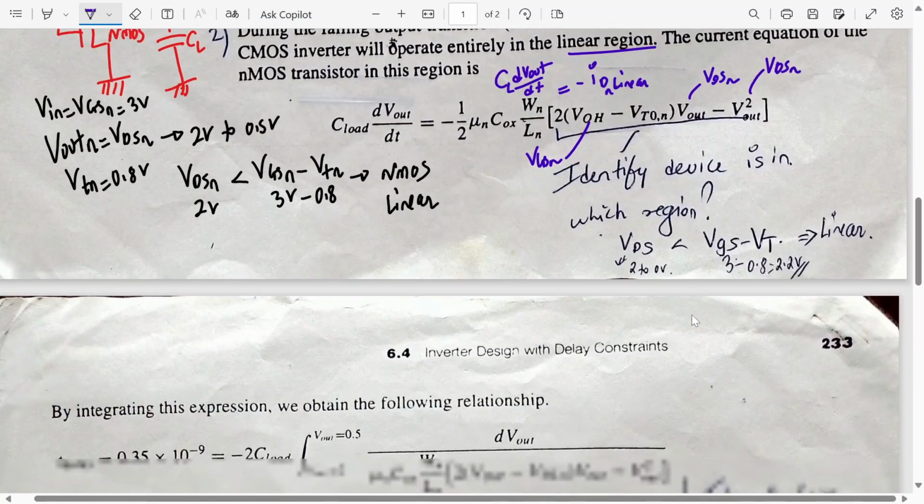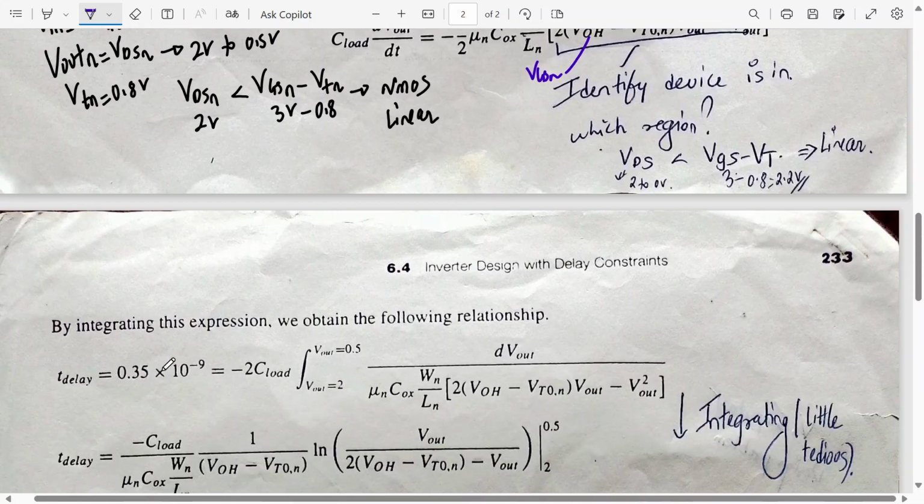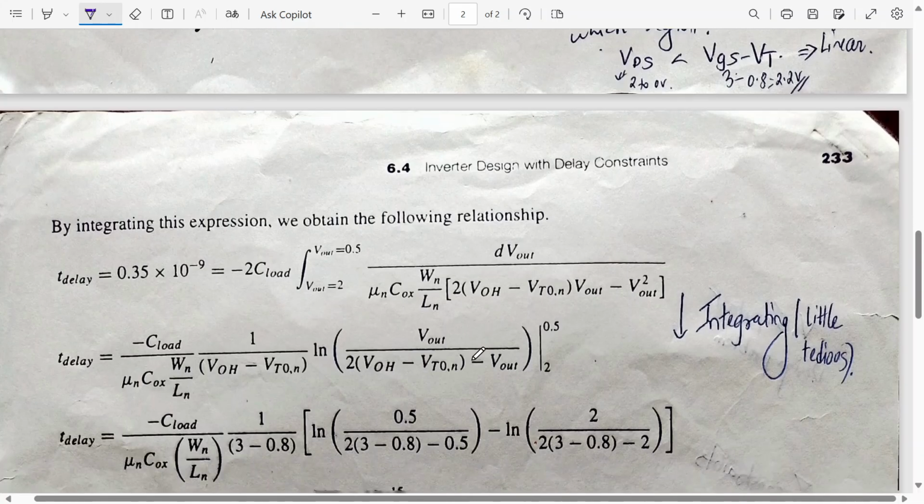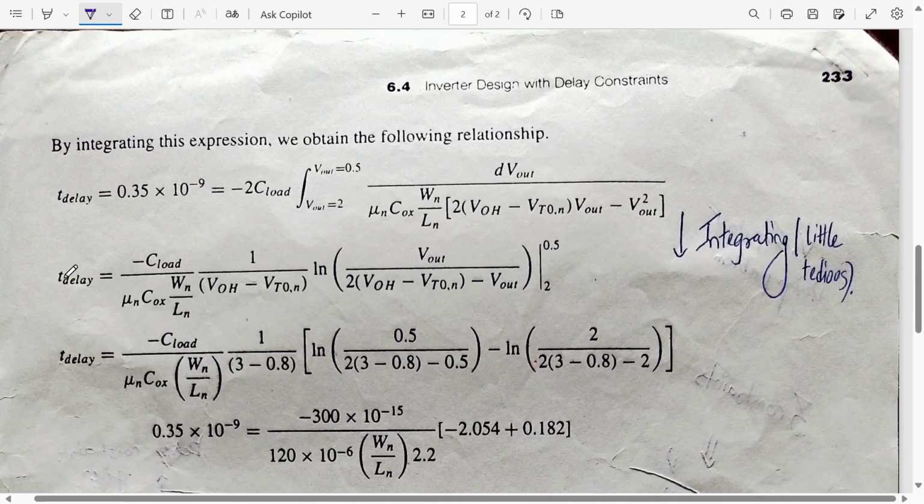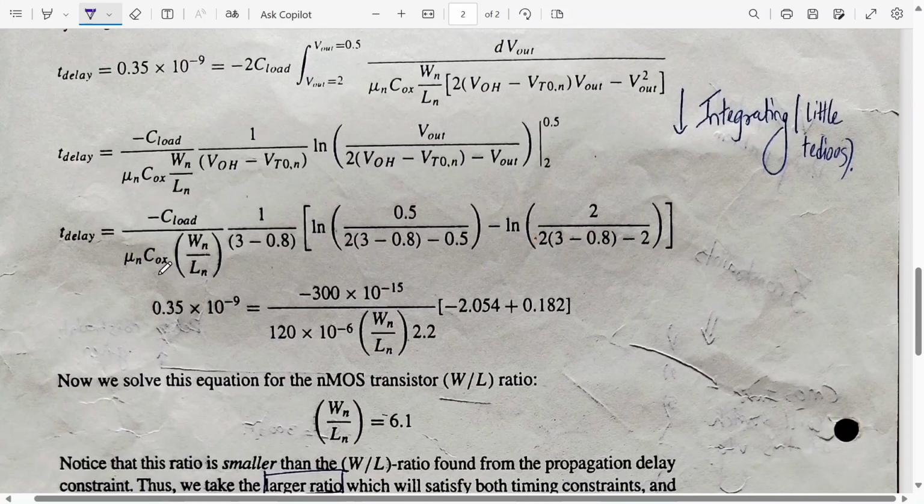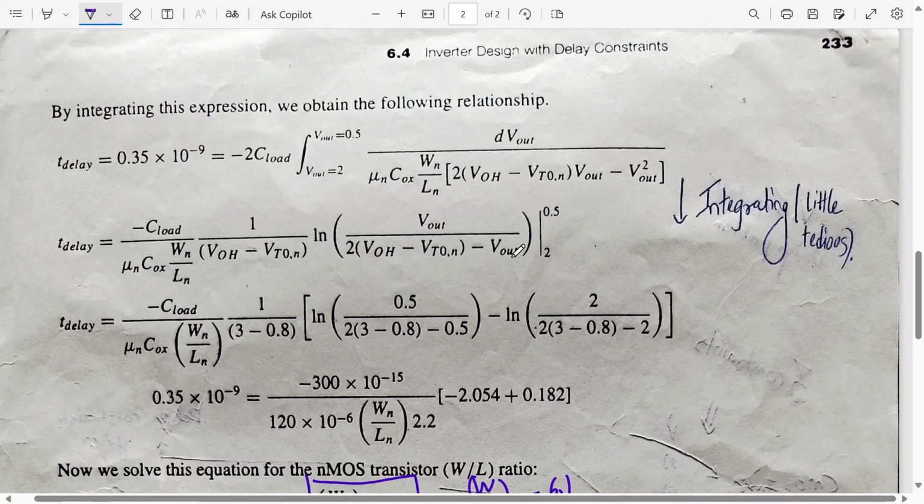Okay, so we substitute the values over here. Then delay time is given as how much? 0.35. So we equate the delay time as 0.35, and we solve within the limits of 2 to 0.5 volt. So we plug in the values over here, and somehow we got that equation. W by L of n is unknown to you, right? So solving this, we got W by L of n as 6.1. Okay, so integrating is a little tedious, but we have to do it over here.